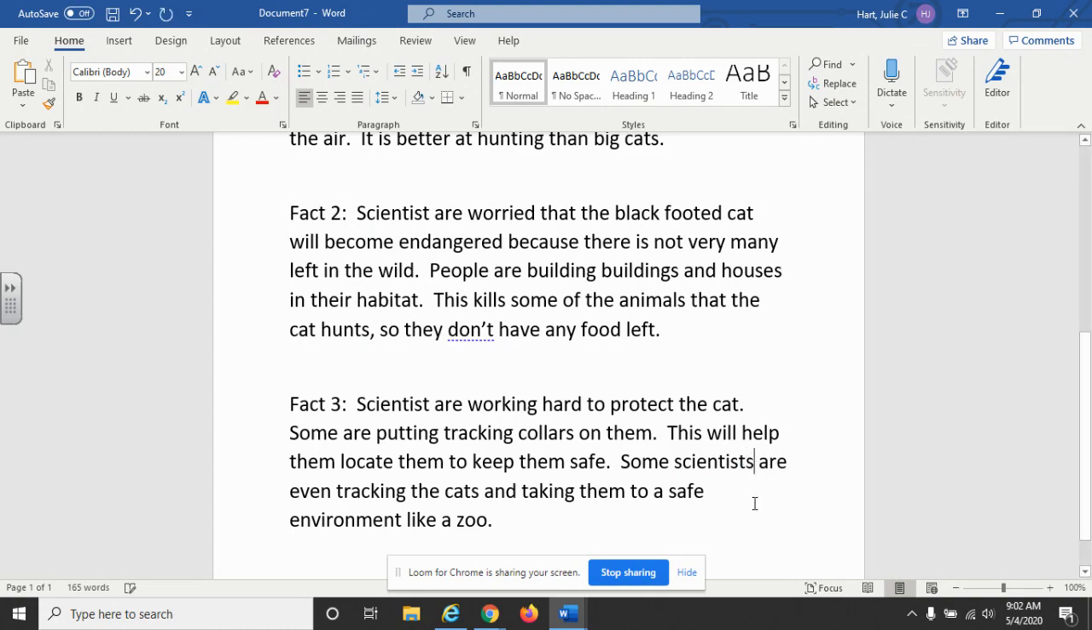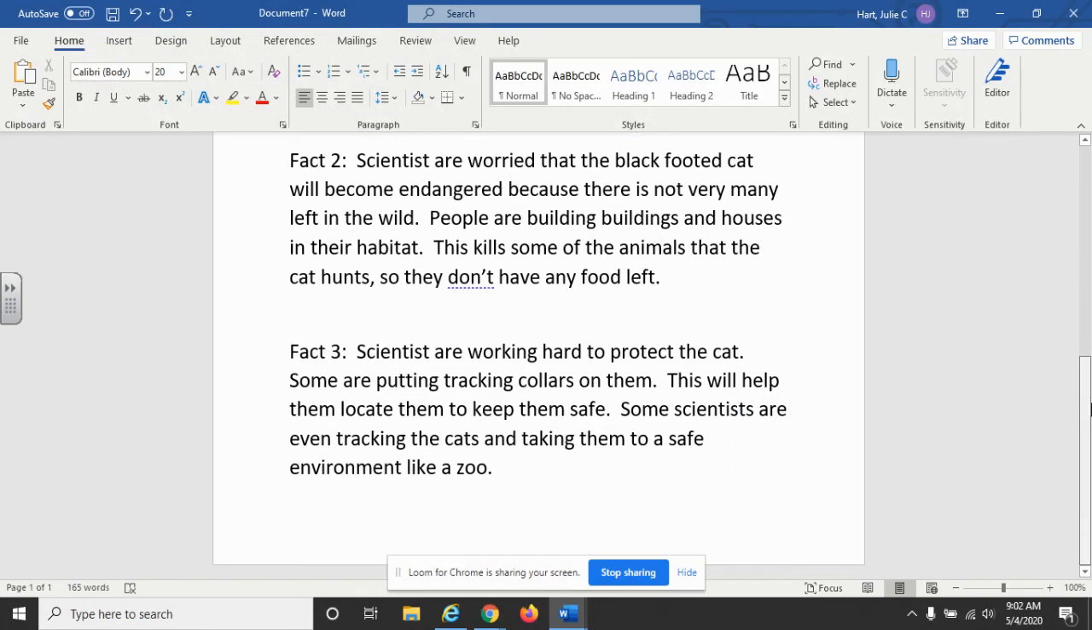And then this third paragraph is focusing on what the scientists are going to do about it. And I went in and said scientists are working hard to protect the cat. Some are putting tracking collars on them. This will help them locate them to keep them safe. Some scientists are even tracking the cats and taking them to a safe environment like a zoo.